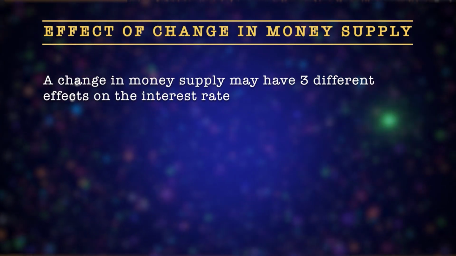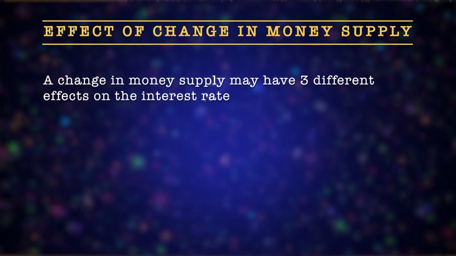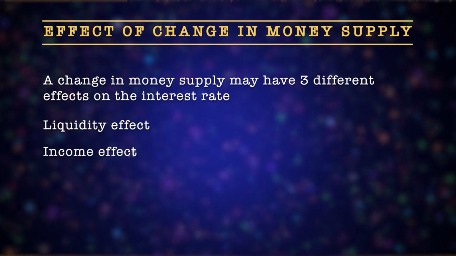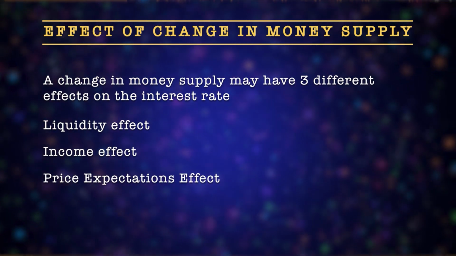Now we are going to look at how the change in money supply may have different effects on the interest rate. One thing is very clear. The equilibrium rate of interest in the economy is determined by the intersection of the demand for money curve and the supply of money curve. Where they meet, that gives us the equilibrium rate of interest. Now we say in this module that a change in money supply may have basically three different effects on the interest rate. One is called the liquidity effect, then we have the income effect, and the third effect is called the price expectations effect.